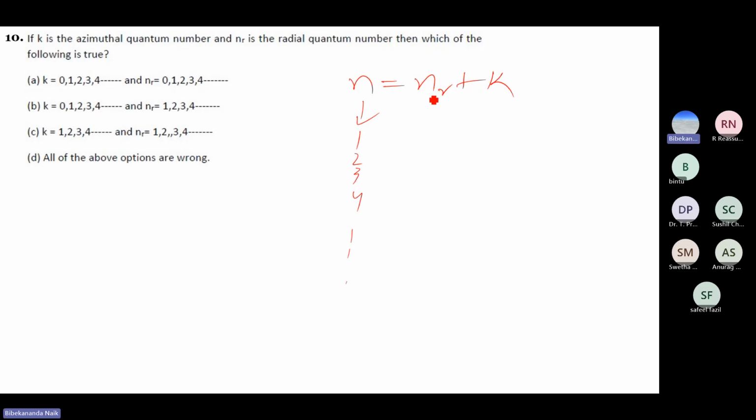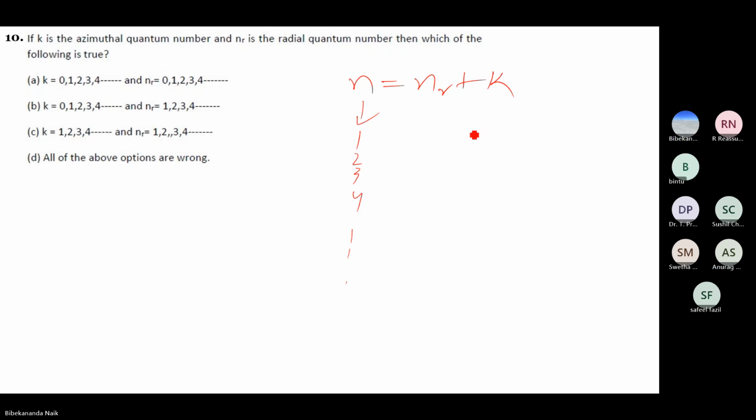So corresponding to these, there will be these values n_r plus k. n_r will be having different values and k will be having different values. So the question is about that. If k is the azimuthal quantum number and n_r is the radial quantum number, then which of the following is true?